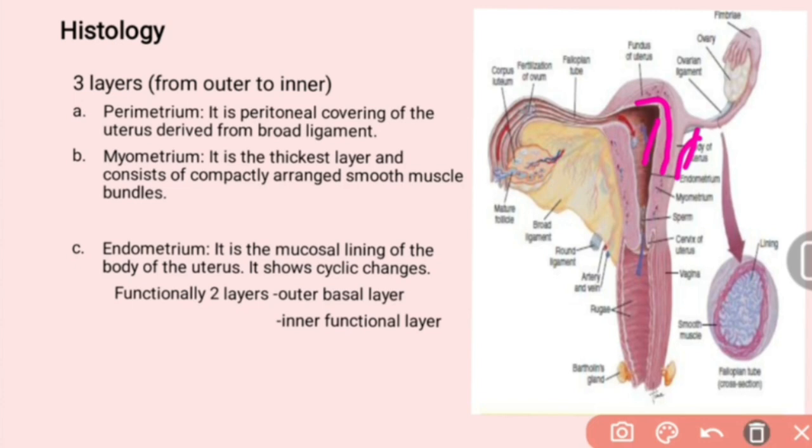Next, endometrium. It is the mucosal lining of the body of the uterus. It has functionally two layers, the outer basal layer and the inner functional layer. The outer basal layer is permanent and it helps in regeneration of the endometrium. And the inner functional layer shows cyclical change and is shed during the menstrual cycle. And the lining epithelium of the endometrium is ciliated columnar epithelium.